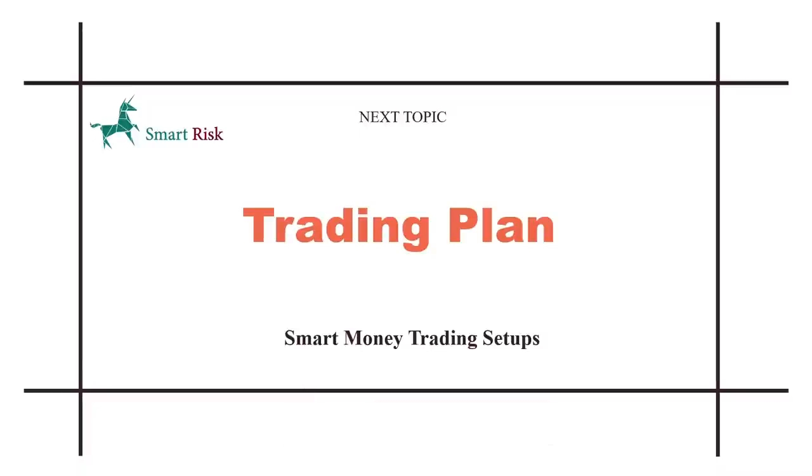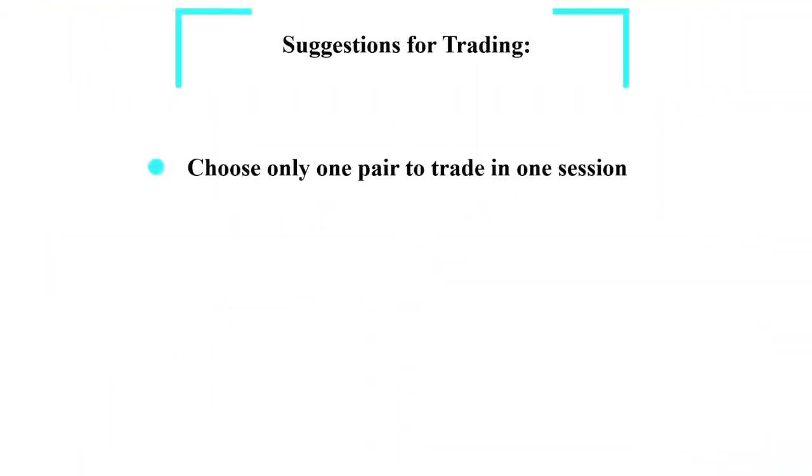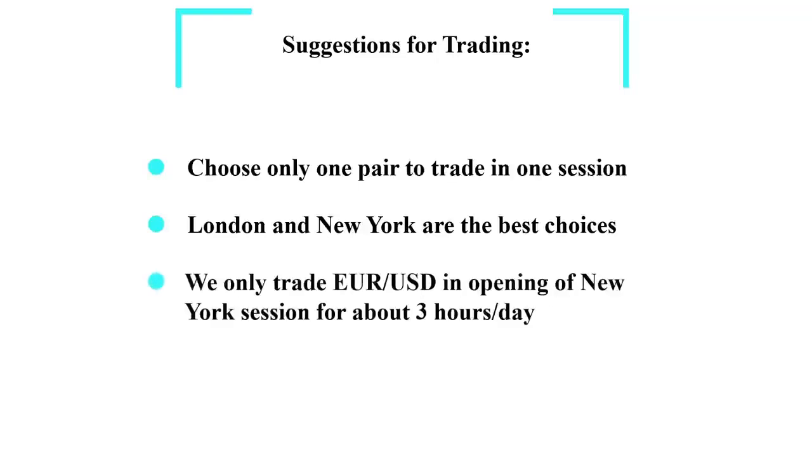So next, we have the trading plan. For the following strategies, we recommend choosing only one pair to trade in only one session. London and New York are the best choices. You should master the chosen pair by backtesting the heck out of it. Start by going back a few months on the chart, and backtest every single chosen session. Personally, we only trade Euro-Dollar in the opening of the New York session for about 3 hours per day.